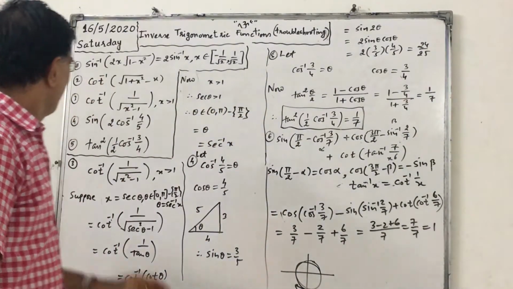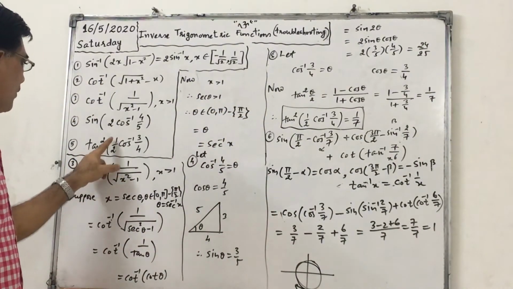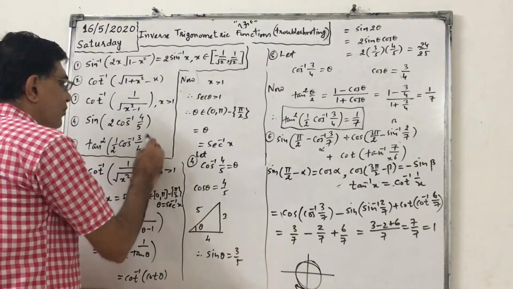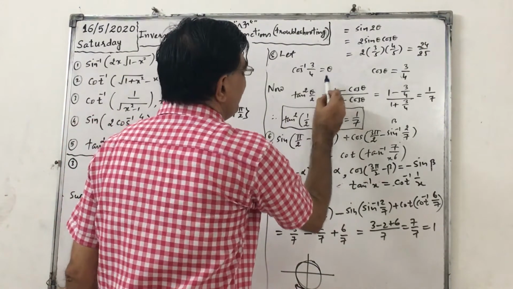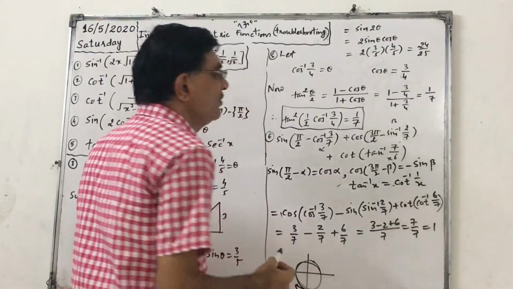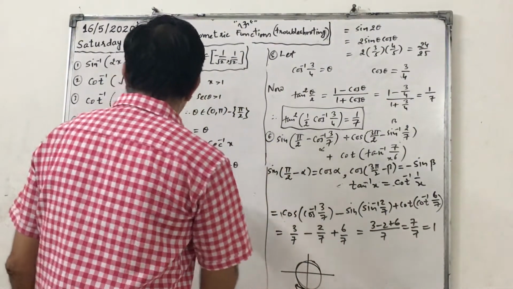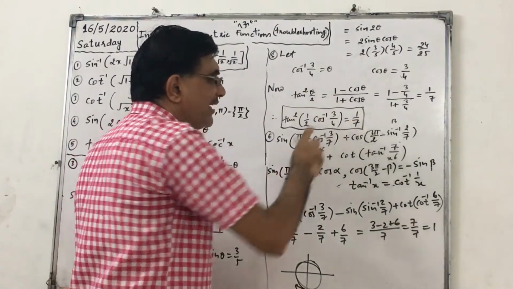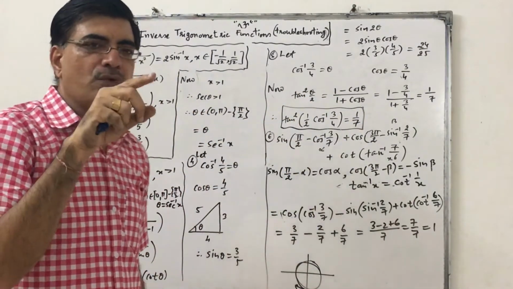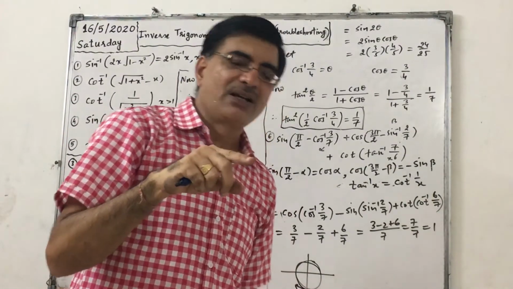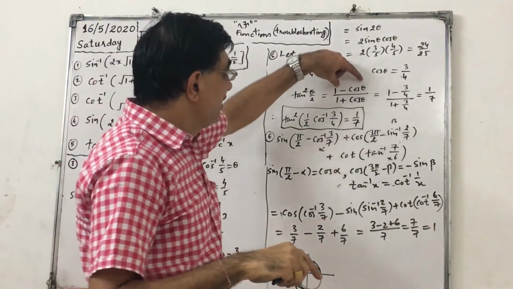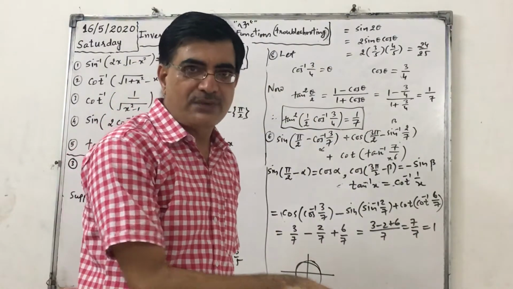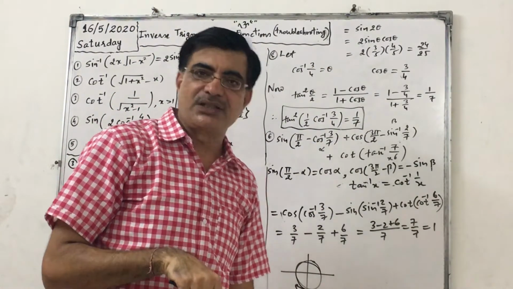Now this is tan square of 1 upon 2 cos inverse of 3 by 4. We assume cos inverse of 3 by 4 as theta. Therefore cos theta will be equal to 3 by 4. Now we have to find tan square of 1 by 2 theta, that is tan square theta by 2. The formula is tan square theta by 2 equals 1 minus cos theta upon 1 plus cos theta, because 1 minus cos theta is 2 sin square theta by 2, and 1 plus cos theta is 2 cos square theta by 2, so the ratio will be tan square theta by 2.